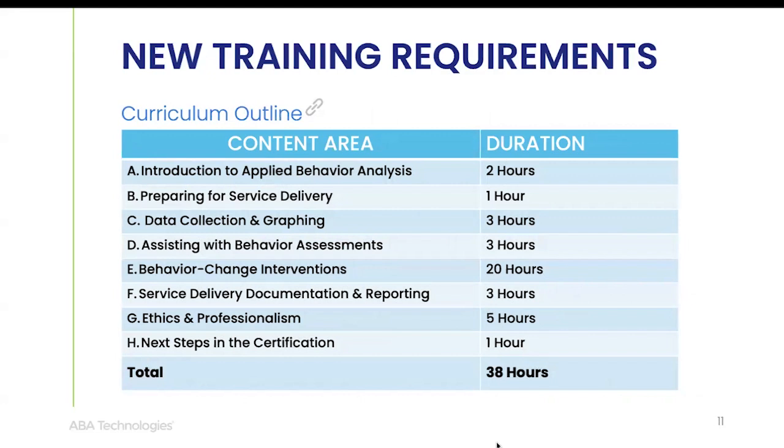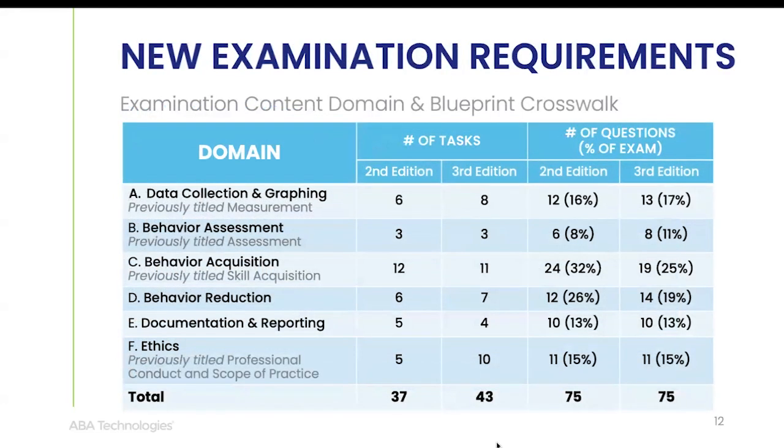Okay. So those are the elements, the tactics that you use to meet the content area requirements that are shown on screen. And then a little bit is changing with the exam. Okay. The total number of questions is staying the same, but the allocations are different. The allocations and the number of tasks, for example, the number of tasks in the third edition for ethics is double from what it was in 2.0.